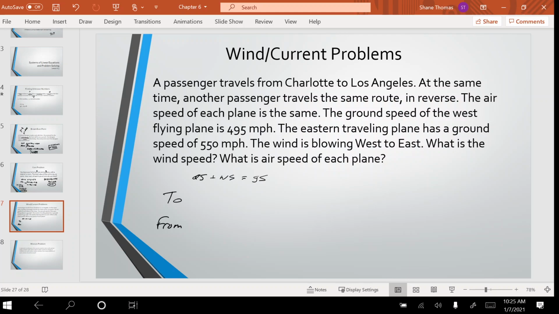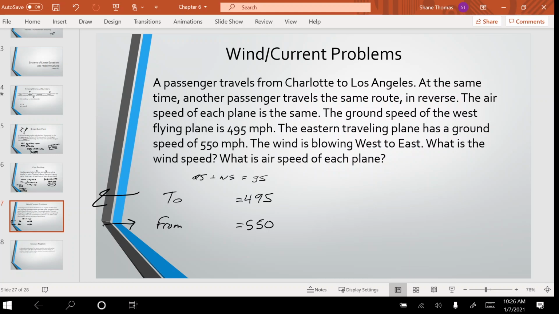All right, so the first one, a passenger travels from Charlotte to Los Angeles at the same time, another passenger, blah, blah, blah. So the ground speed of the west flying plane is 495 miles per hour. The first one is going west, and the ground speed of it is 495 miles per hour. The eastern traveling plane has a ground speed of 550 miles per hour. The wind is blowing west to east. What's the wind speed? What's the airspeed of each plane? Okay? You guys good with this so far?